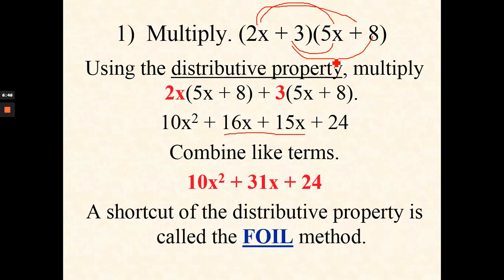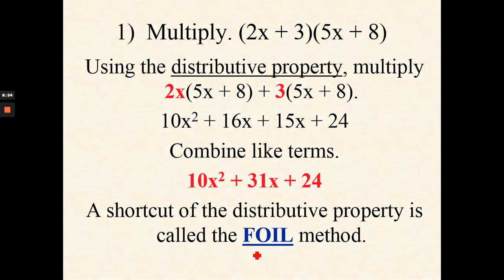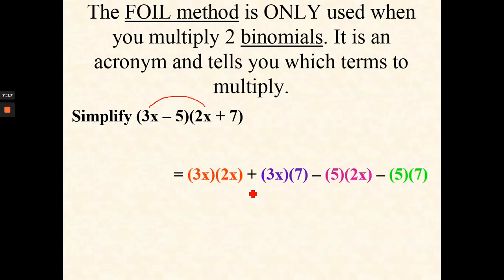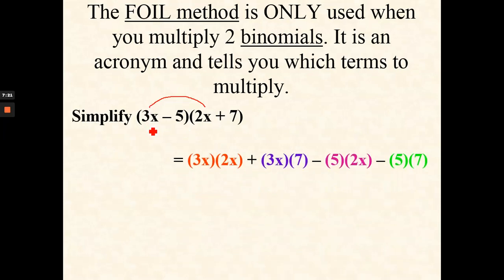Okay? In order to illustrate this better, we're going to follow the so-called FOIL method. FOIL is an acronym, and this is only intended for multiplying two binomials. So, let's say we have FOIL. F stands for first, so you multiply the first terms, 2x and 3x. And then O stands for outer: multiply 3x times 7. And I stands for inner: negative 5 times 2x. And L stands for last, so you have negative 5 and positive 7.